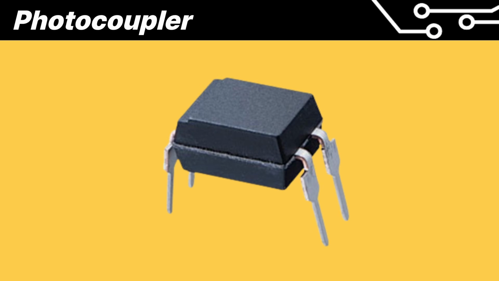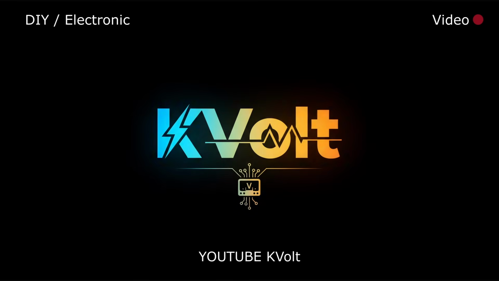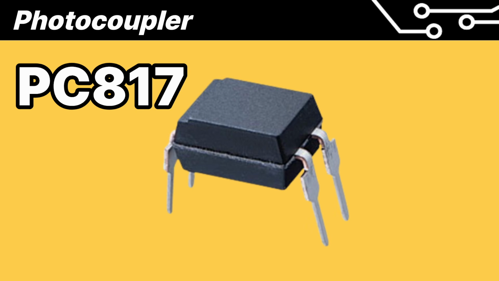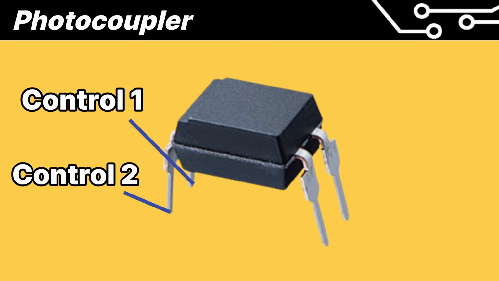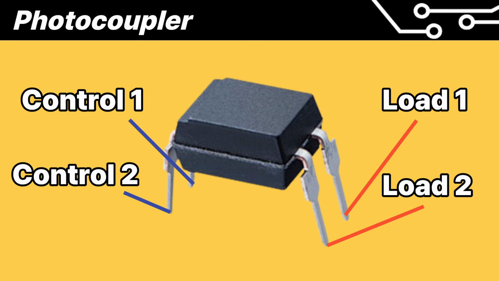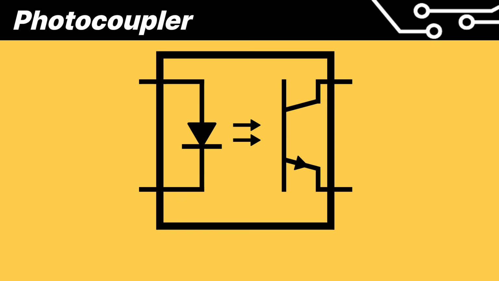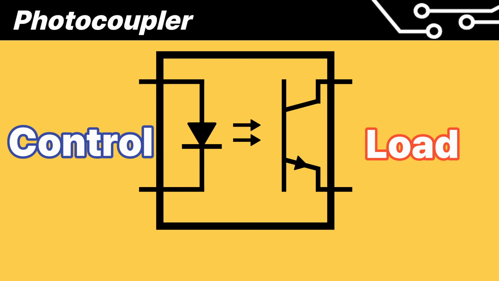In this video, we will explore the basics of photocouplers and look at circuits that apply them. First, let's look at the exterior. This is the PC817 photocoupler, which is commonly used. It is a 4-pin IC with 2 pins for the control power and 2 pins for the load. If you split the circuit symbol in half, it divides into an input section and an output section.